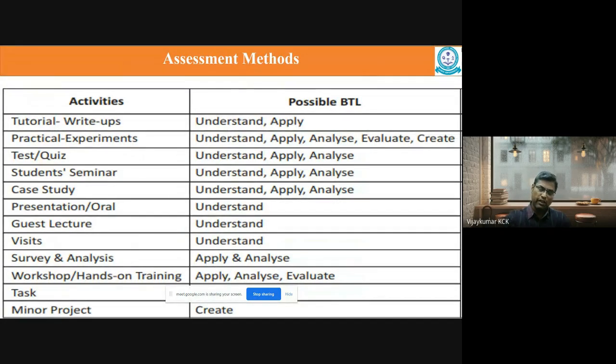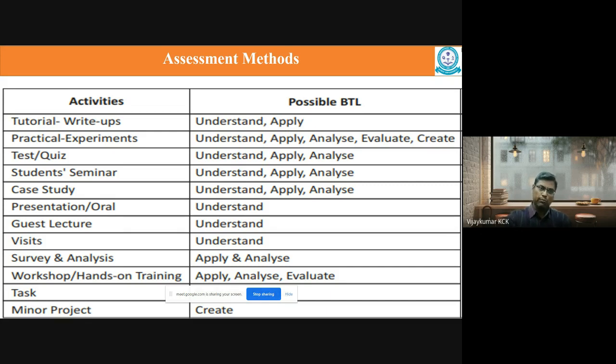So this is another activity assessment method with respect to the various Bloom's taxonomy levels. For example, tutorial write-ups, where we can easily assess understand and apply. Of course, remember is very simple, with just a small pen and paper, where we can assess the student level. Other than K1, these can be useful. This is one way we can assess the student.